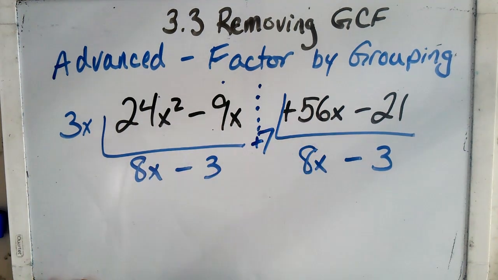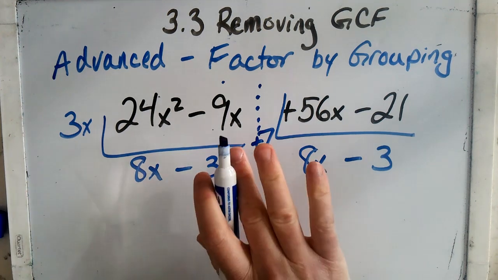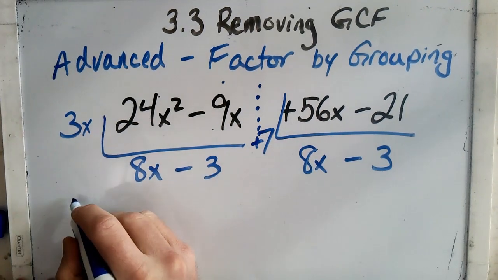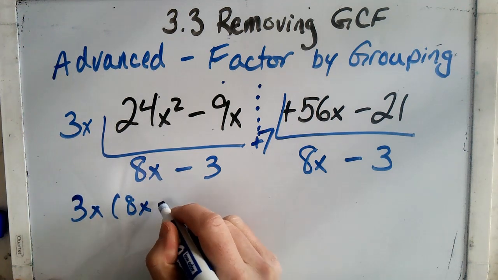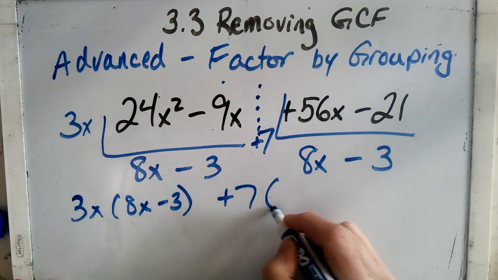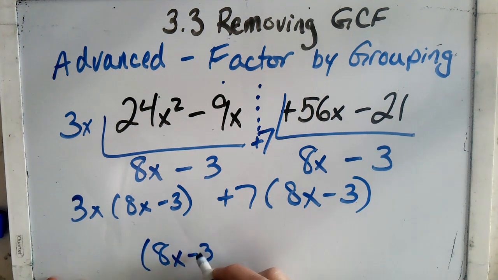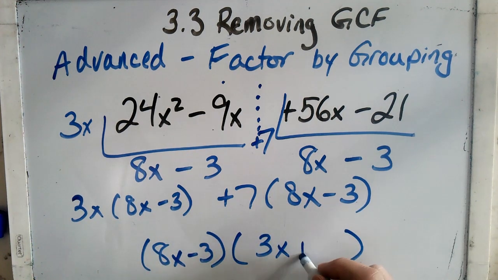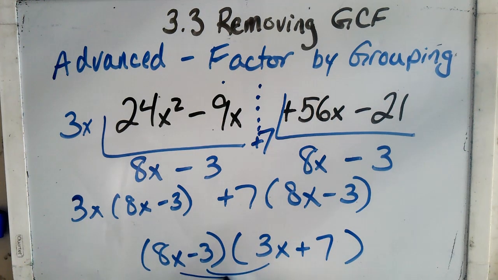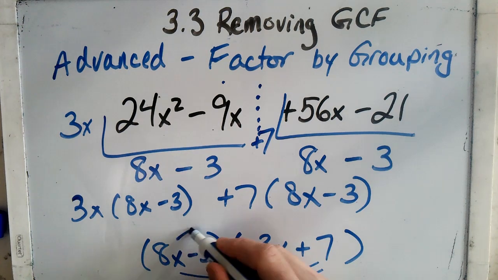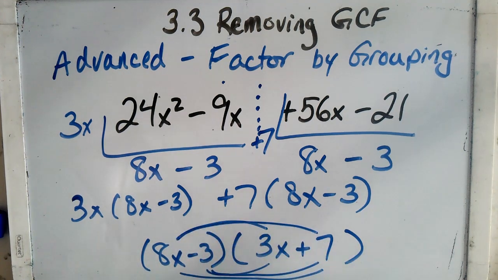I'm going to put a little plus sign there just to emphasize I need to add this whole half, and I'm going to rewrite it. Same binomial, matching. So that's going to go in front. That's my GCF for the next part. The leftover pieces go inside brackets. And I'm done. And I can always FOIL this out to double check my answer.